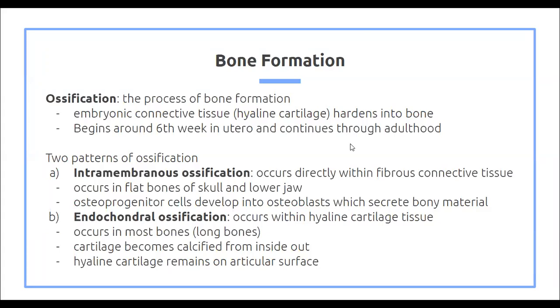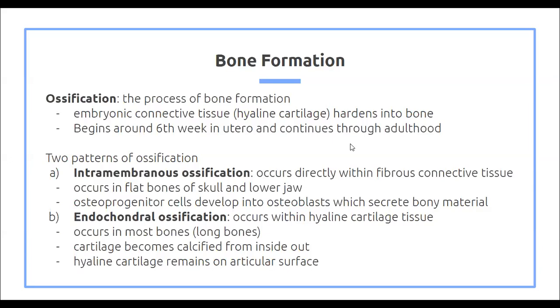Just remember that. And there are two patterns of ossification, so two patterns of bone formation. There's intramembranous ossification, which occurs within your fibrous connective tissue, and it occurs in flat bones of your skull and your lower jaw. Osteoprogenitor cells, which I said before are kind of the baby cells, develop into osteoblasts, which secrete bony material. And if you recall, osteoblasts are the ones that form your bone.